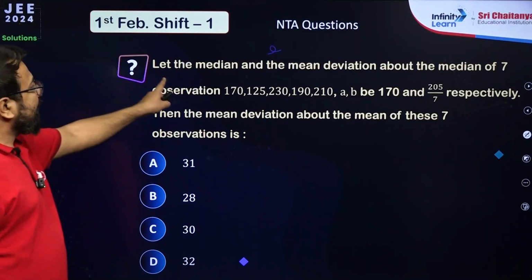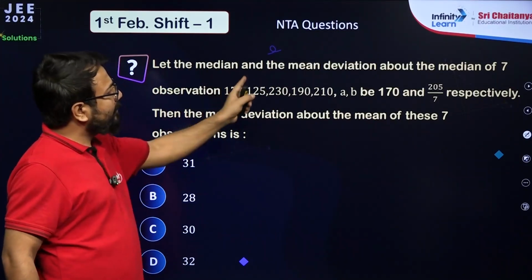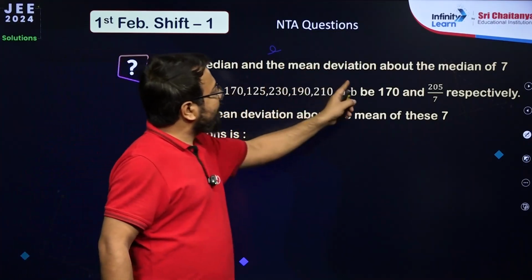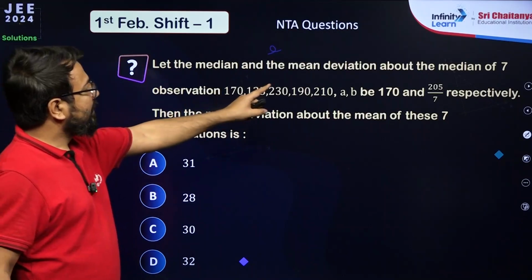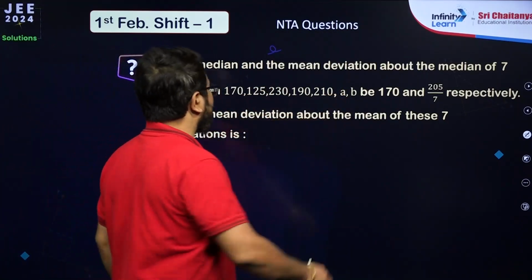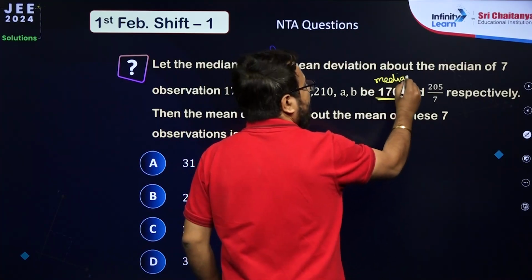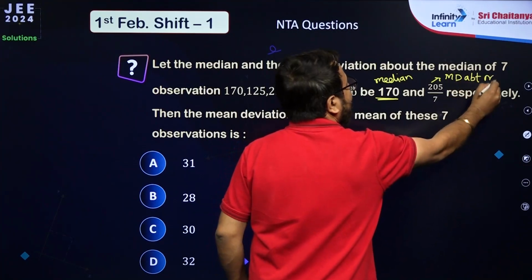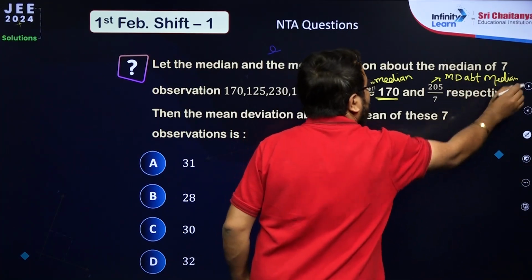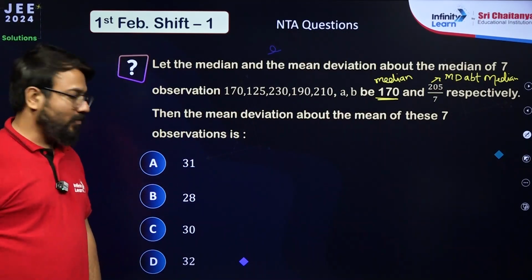Next is: let the median and the mean deviation about the median of the observations be 170. So basically this is the median they have given, and this is MD about M, meaning MD about median. Then the mean deviation about median of these 7 observations will be equal to what?